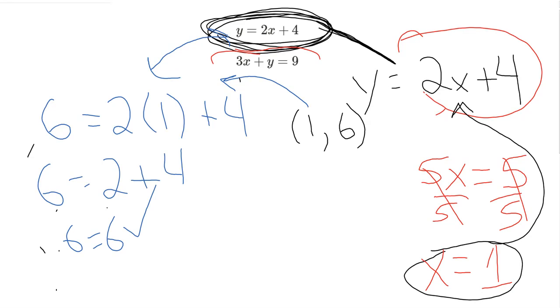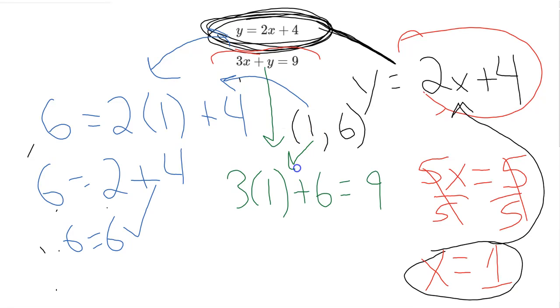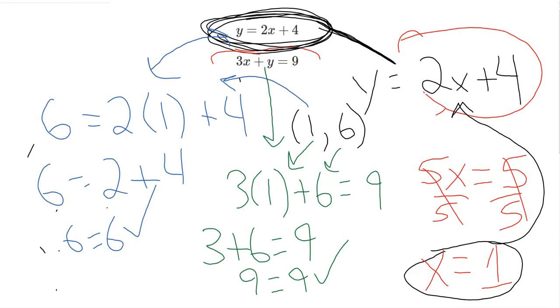And we'll check with the second one real quick. We have 3 times x, so 3 times 1, plus y, which is 6, equals 9. We can see here we just took this equation and plugged in my 1 and my 6 for x and y. 3 plus 6 equals 9. 9 equals 9. Again, that's true, so we can see we verified for both of those equations that that is in fact the correct answer.